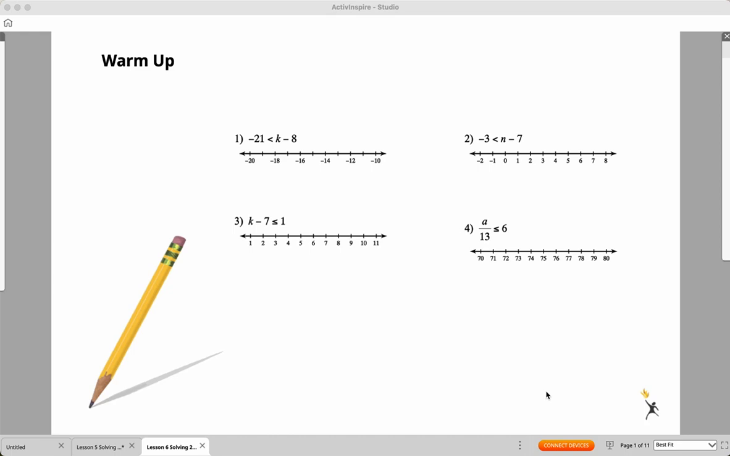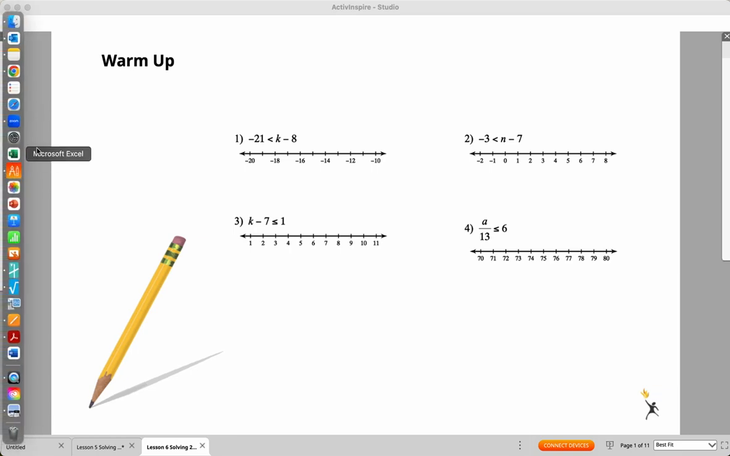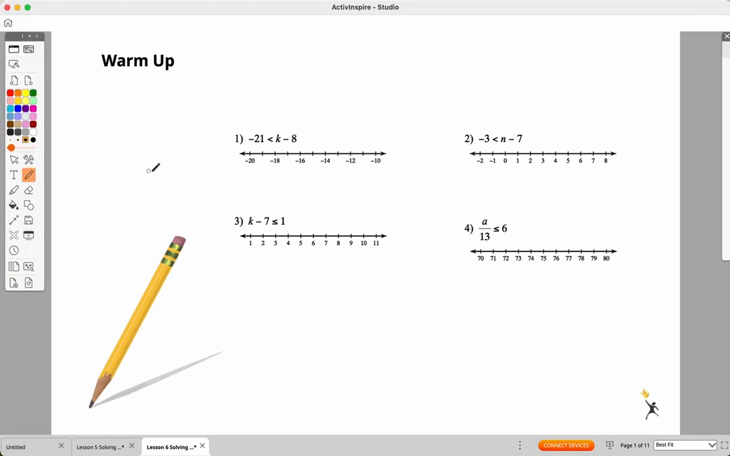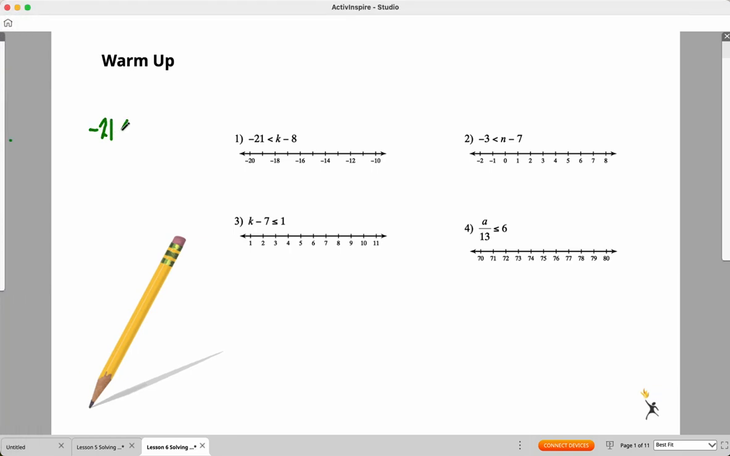All right. So I have some negatives here, but we're going to work this out. So we'll redo number 1 over here. Let me get my pen. There we go. So negative 21 is less than k minus 8. So we come over here and go k is greater than. So we've got this answer. So we get rid of negative 8 by adding 8 to both sides.